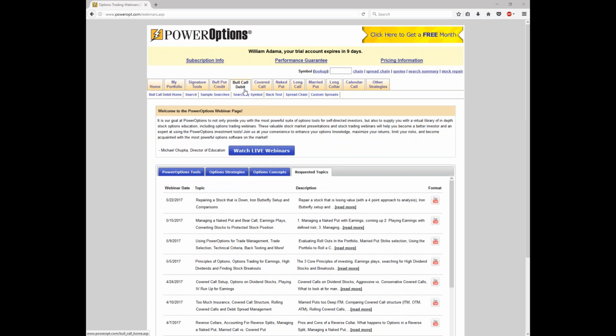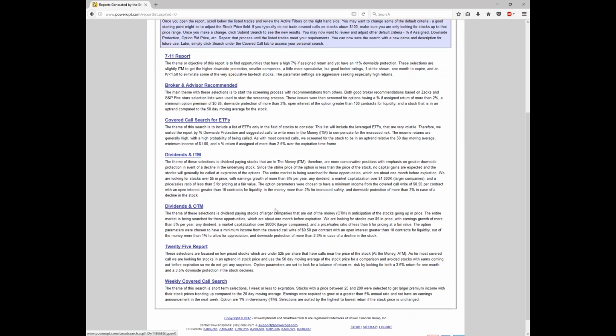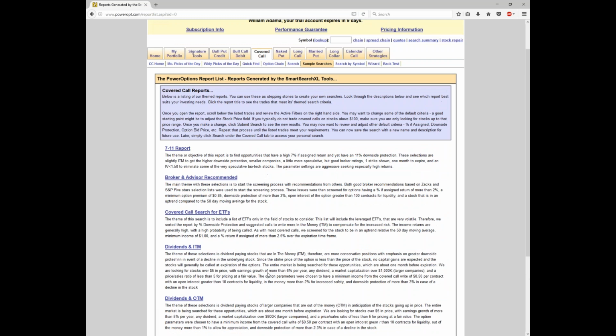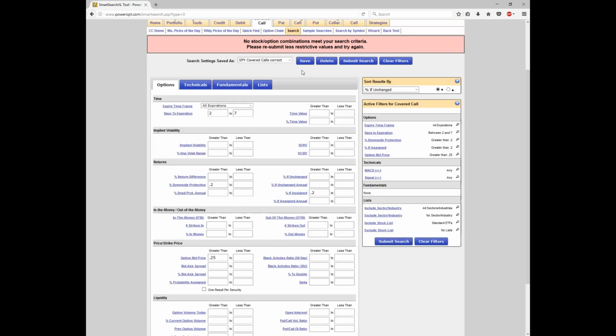So again, we talked about the credit spreads, but if I went to covered call, you could go to sample searches, and you've got covered call sample searches for broker and advisor recommended, ETFs, covered calls on dividends, stocks under $25, and weekly covered calls as well. But you're asking for a pre-built screen. You'd like to see the F-score screen by Joseph Petrosky. I don't think he makes that available for free. So it's not something that we could plug in. But if you subscribe to his service and you have his criteria, you can go into the search and plug in the criteria.